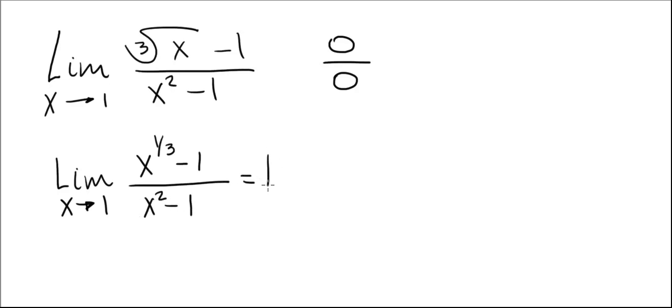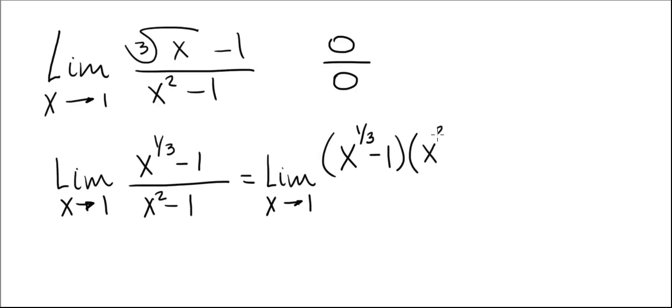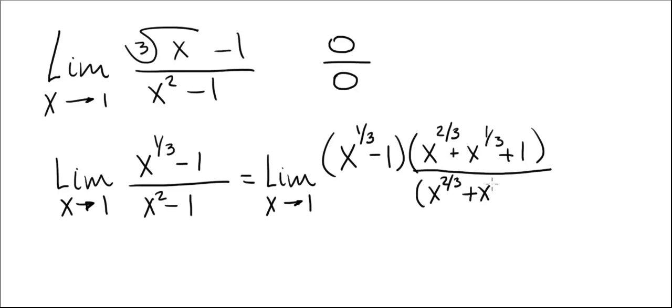Now this is equal to, here's what we're going to do. We're going to turn x to the 1/3 minus 1 into x minus 1 by multiplying it, and this is from basic algebra, by x to the 2/3 plus x to the 1/3 plus 1, and of course dividing it by the very same thing, x to the 2/3 plus x to the 1/3 plus 1. So we didn't change the problem at all, and right over here we have x squared minus 1 that we had before.